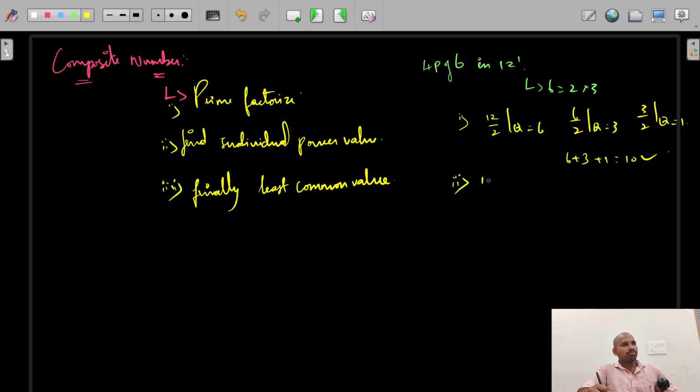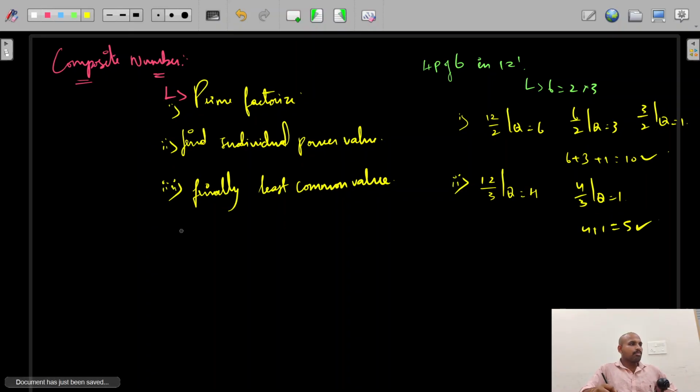Again, 12 by 3, my quotient is 4. 4 by 3, my quotient is 1. Just add it. 4 plus 1 is equal to 5. In order to make one 6, I require one 2 and one 3. But here I have only 5 threes and 10 twos. From this, what I can say is, using these 5 threes and taking 5 twos from here, I can make five 6s. So the highest power of 6 in 12 factorial is 5. This is one way of combining the values.